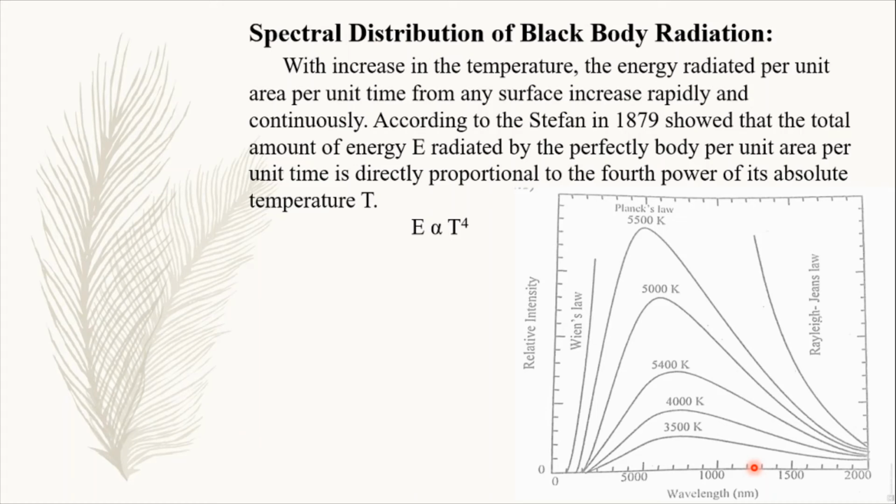According to Stefan, in 1879 he showed that the total amount of energy E radiated by a perfect black body per unit area per unit time is directly proportional to the fourth power of its absolute temperature. That means as the temperature increases by 1 unit or 2 units, the energy increases fourth-power times. Is it clear? So this was according to Stefan's law.